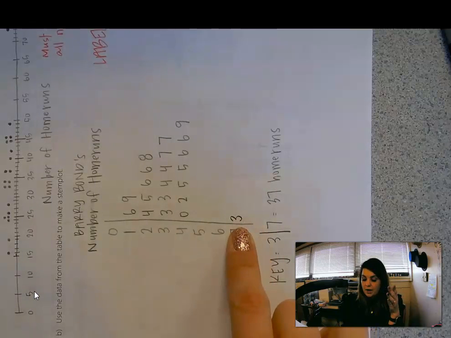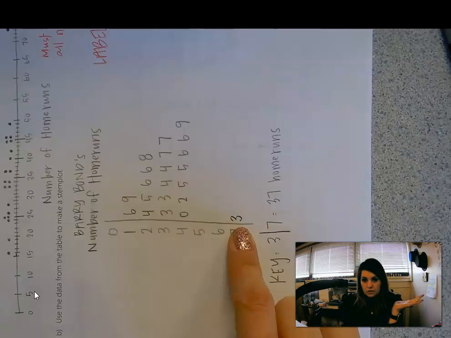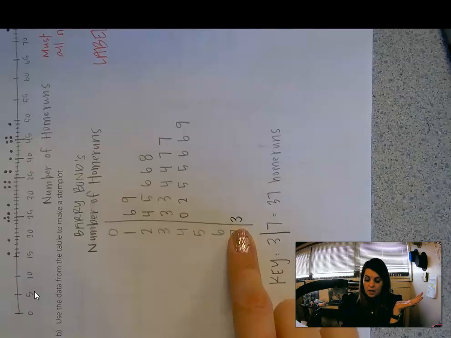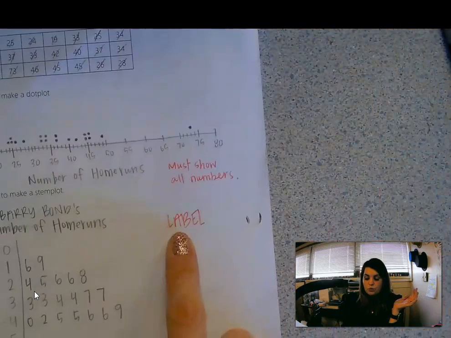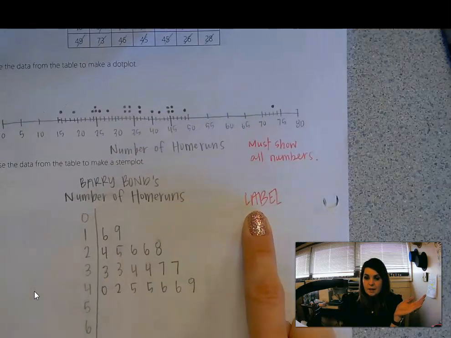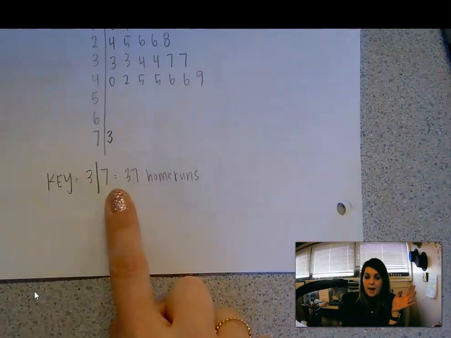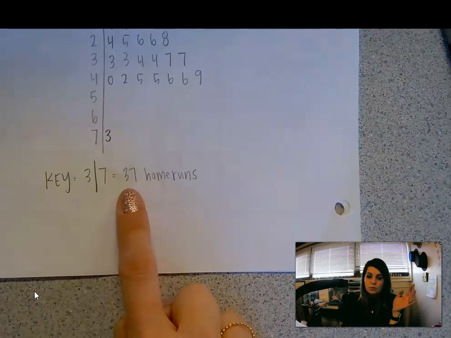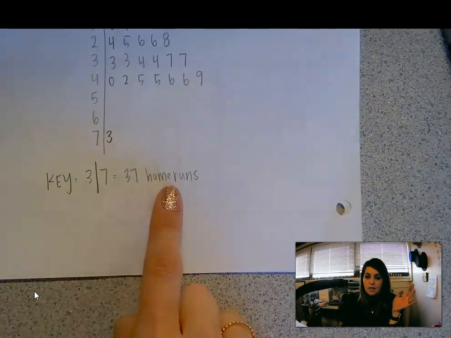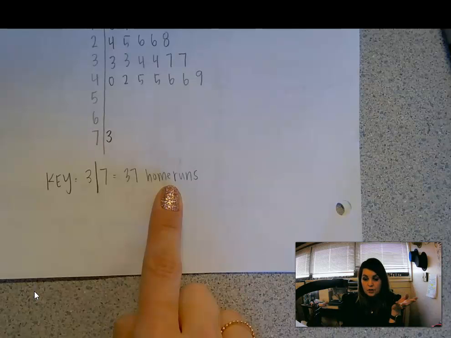Most of your data is on the left, and then you have this guy out here, which is probably an outlier. So yeah, the stem plot looks a lot better than the dot plot. Make sure that you label your stem plot. Just because it's a stem plot doesn't mean that you don't label it. Make sure that you have a key and it has context. So instead of just saying this equals 37, label it with what 37 represents. It represents 37 home runs.